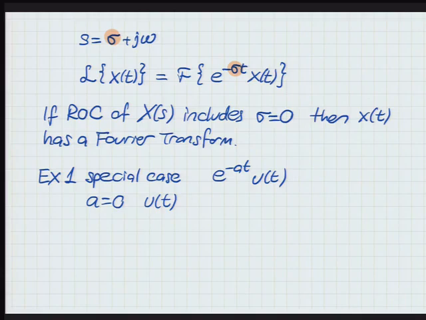Whereas, we do have an answer for the Laplace transform already. It's 1 over s plus a, right? X of s. So when x of t is the unit step, x of s is 1 over s plus a, with a being 0, is 1 over s, right? So we do have a Laplace transform. What is the region of convergence?